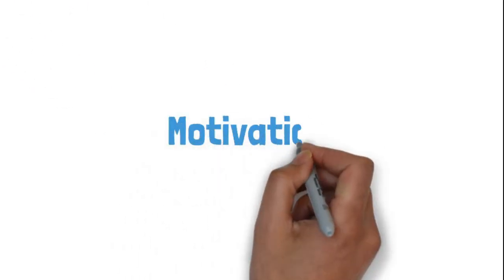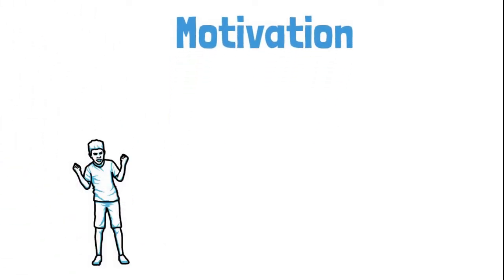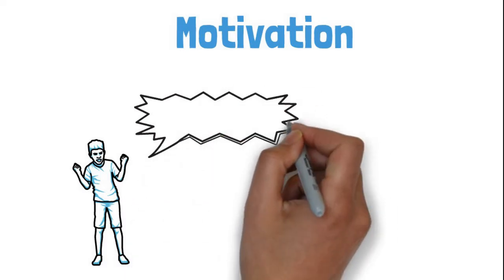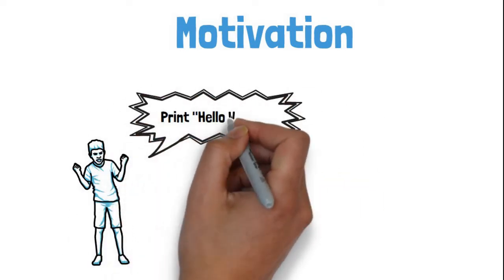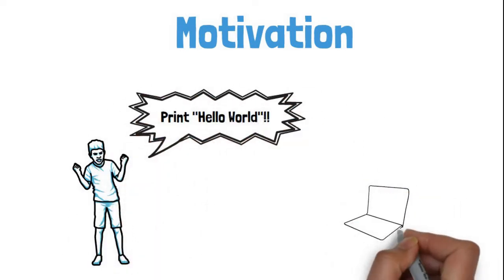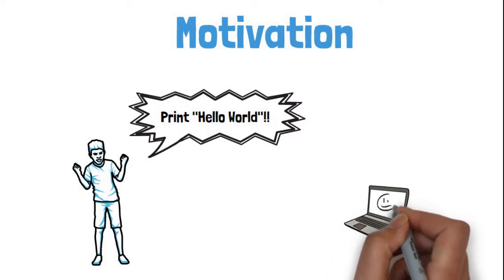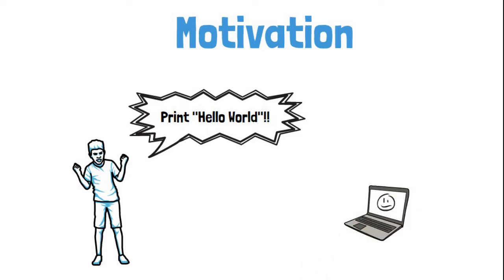Let's begin with some motivation. Why would we even want to learn computer science? Our main goal is to let the computer do something for us, but computers don't understand our own language. So we have to communicate in the language the computer understands. So what kind of language does the computer understand?